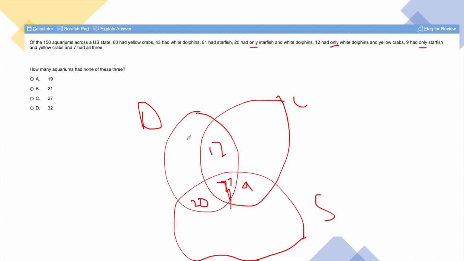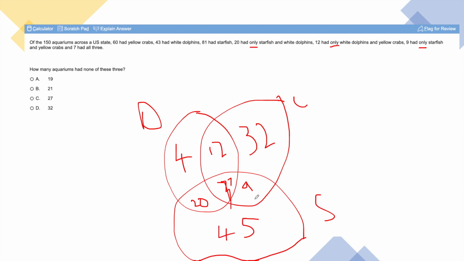So dolphins, let's start. 43 had white dolphins, 43 minus 20 is 23, 23 minus 12 is 11, 11 minus 7 is 4. Okay, let's do crabs next. So 60 had yellow crabs, 60 minus 12 is 48, 48 minus 7 is 41, 41 minus 9 is 32. Starfish, 81 had starfish, so 81 minus 20 is 61, and 61 minus 7 is 54, 54 minus 9 is 45.